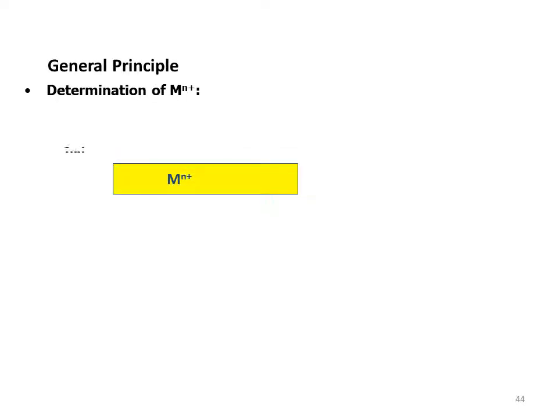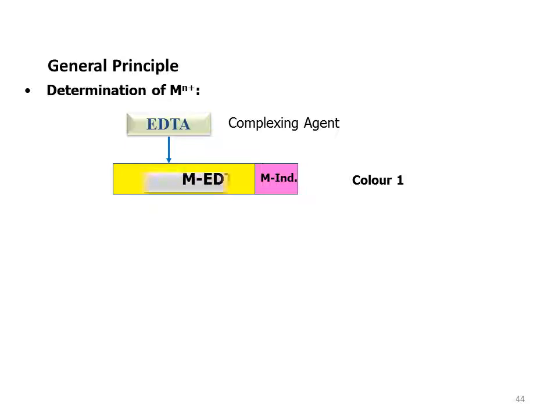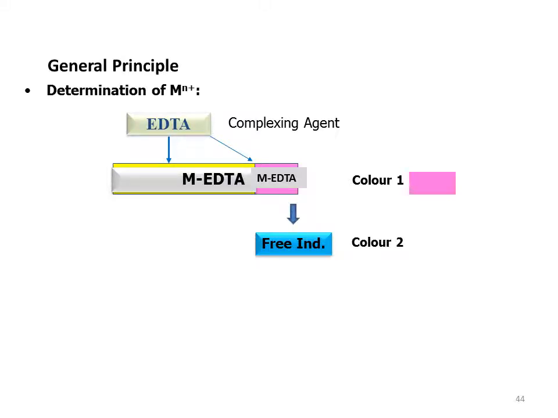General principle. For determination of a central metal ion, we add the indicator, forming a metal indicator complex, which in this case, for example, is purple in color. Then we titrate it with a complexing agent, like the EDTA, which is also called the sequestering agent, if you can remember. It consumes the metal indicator complex and gives a free indicator which should have a different color than the metal indicator complex. In that case, for example, it's now blue.